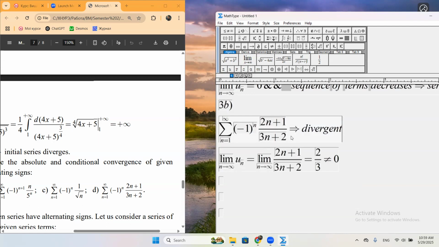Any questions about this exercise? About the whole lesson? About previous lessons?